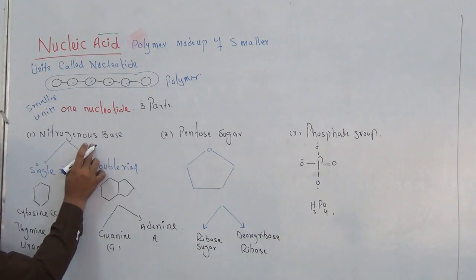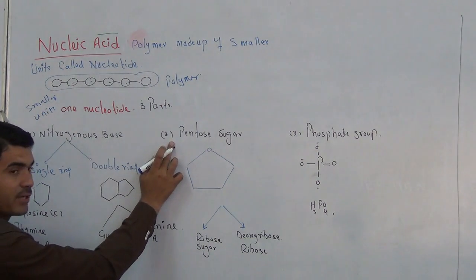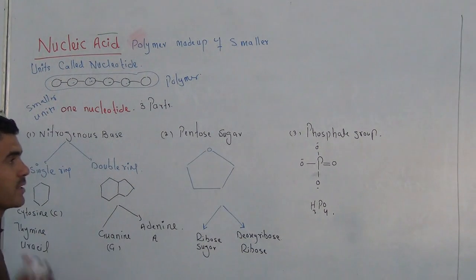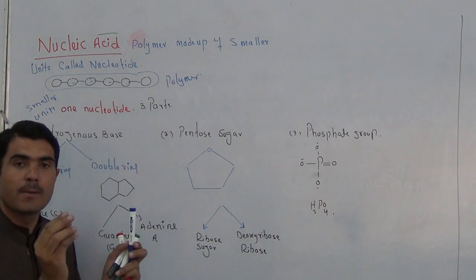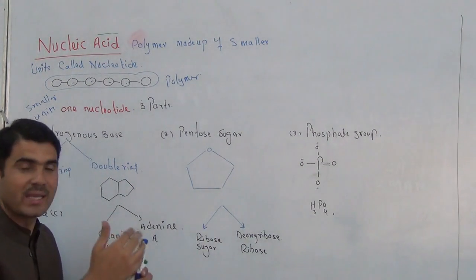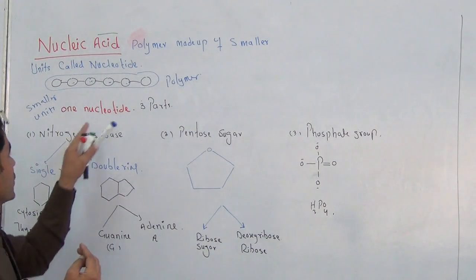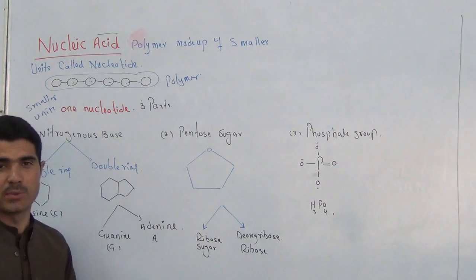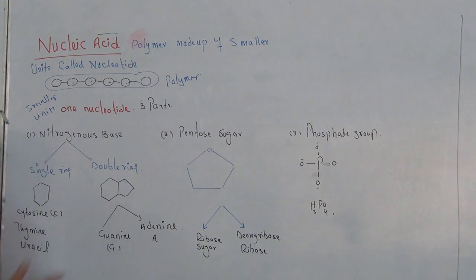The first one is the nitrogenous base, the second one is pentose sugar, and the third one is phosphate group. These three compounds, you say, are three units, and these three combine to give us one nucleotide. Okay, let's start. What is nitrogenous base?